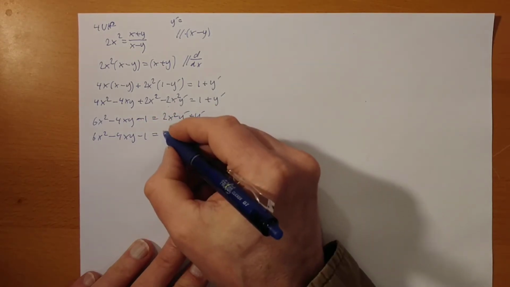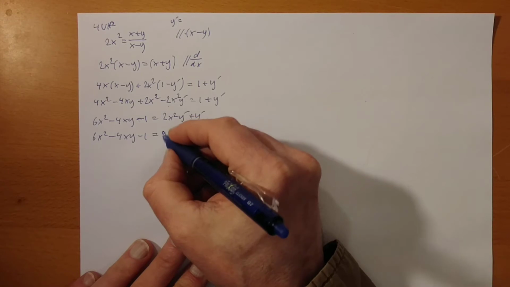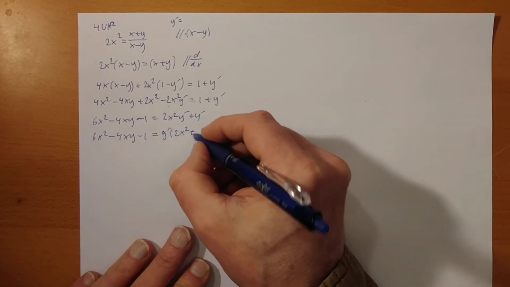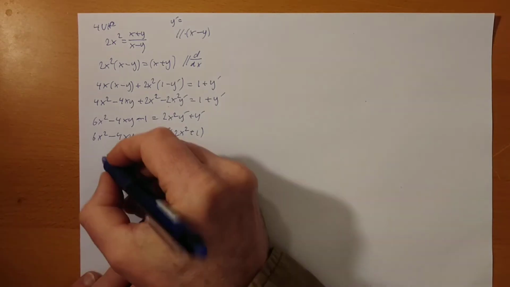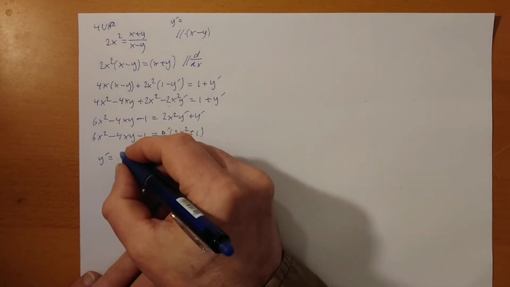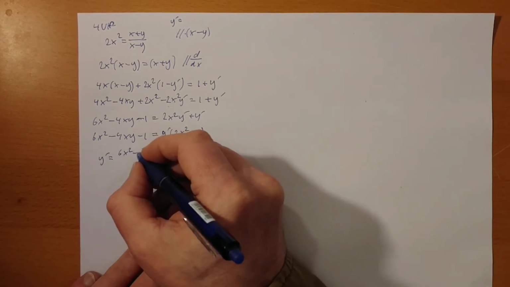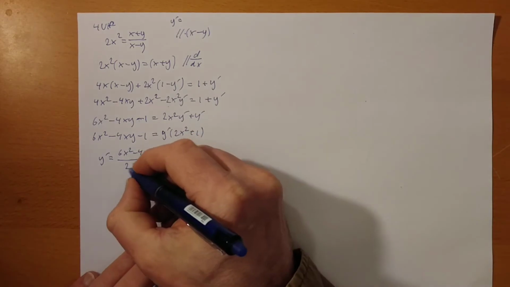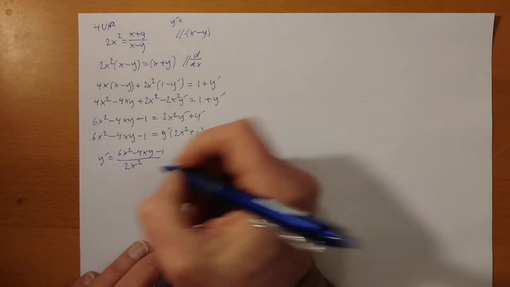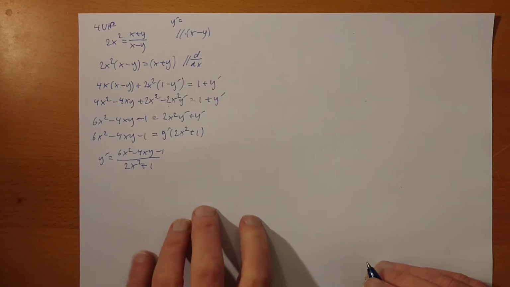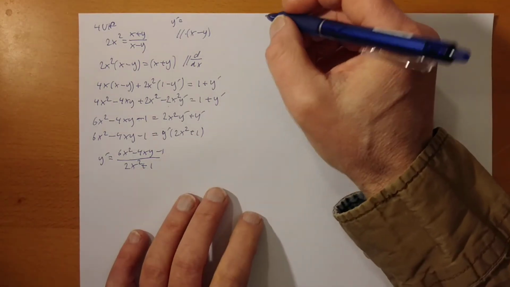Here we can factorize out the y prime, so y prime times (2x squared plus 1), and that will give us y prime equals 6x squared minus 4xy minus 1 over 2x squared plus 1, and we have an expression for the derivative. Okay, let's try another way here.